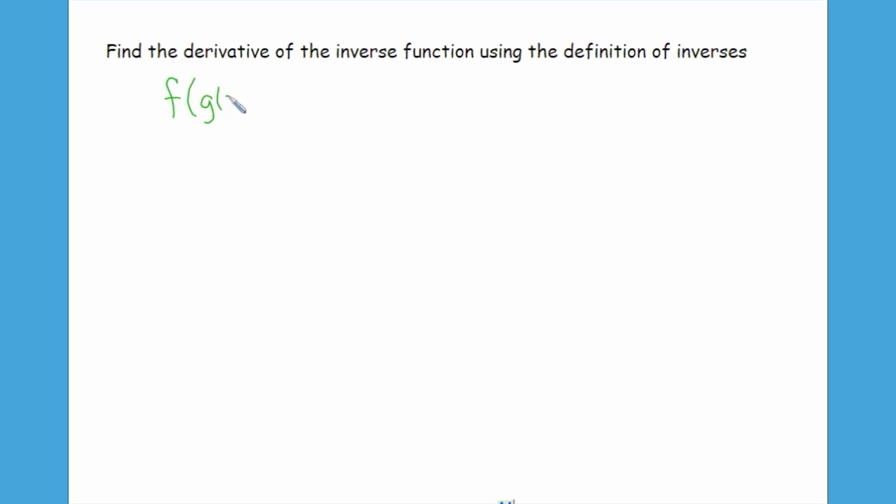So we're going to use this definition of the inverse to talk about the derivative of inverse functions. I am going to make sure we label some things first, okay? For this, we're going to label f of x as the original function, and we're going to call g of x the inverse function.